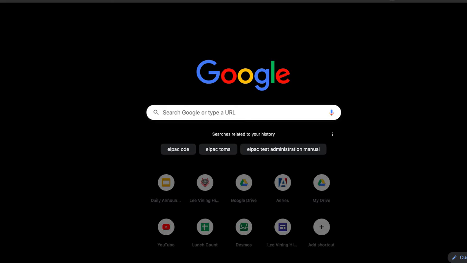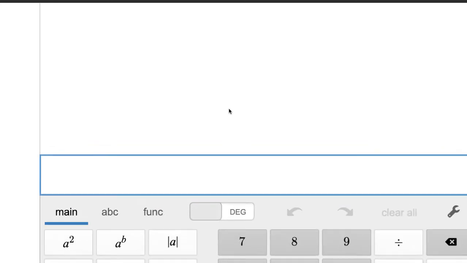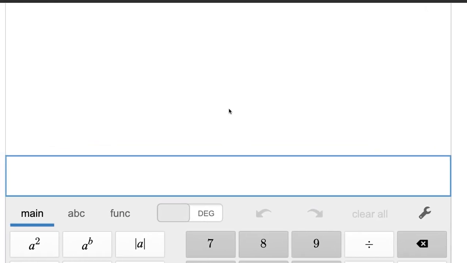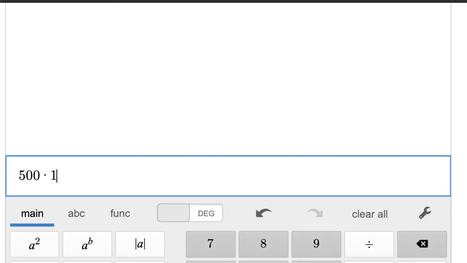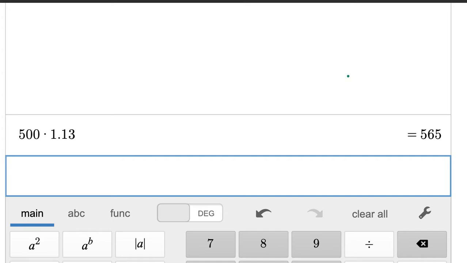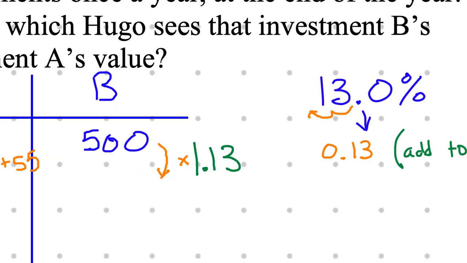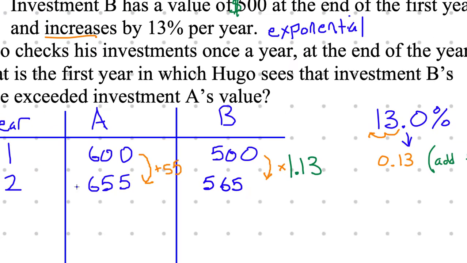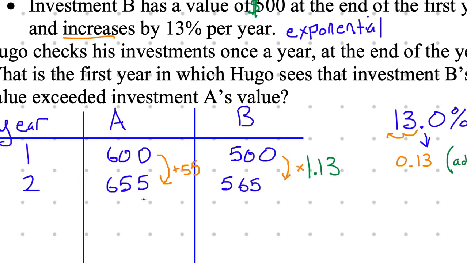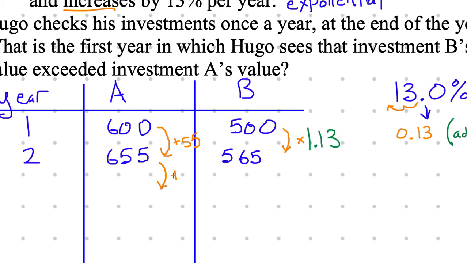So let's come up here and pull up our calculator, and we'll zoom in so we can actually see what's going on. There we are. Okay, so I have 500 times 1.13 and 565. That is actually a nice number. Cool. So 565. And then I check. All right, so on year 2, is B bigger? No, A is still bigger. All right, well, I'm going to do the same operation again. So I'm going to say plus 55, and I'm going to multiply by 1.13 and see what happens.